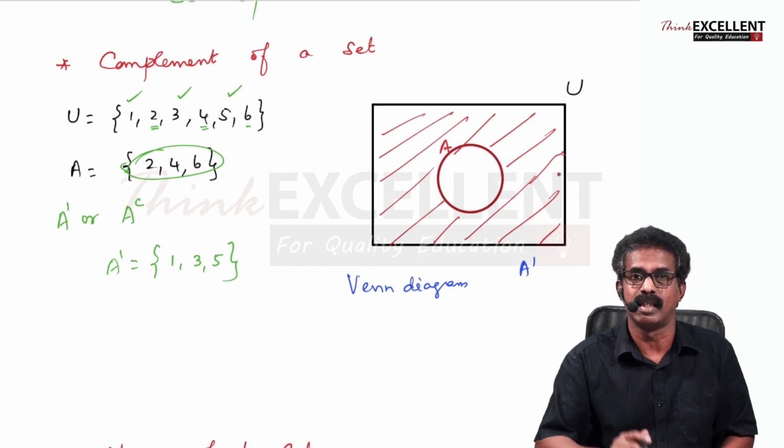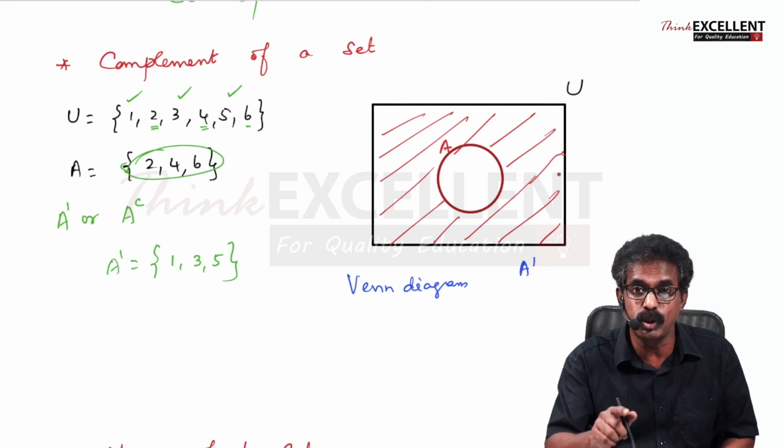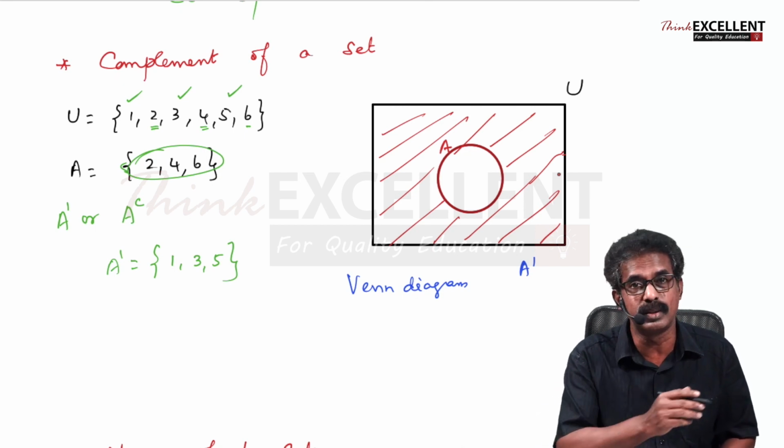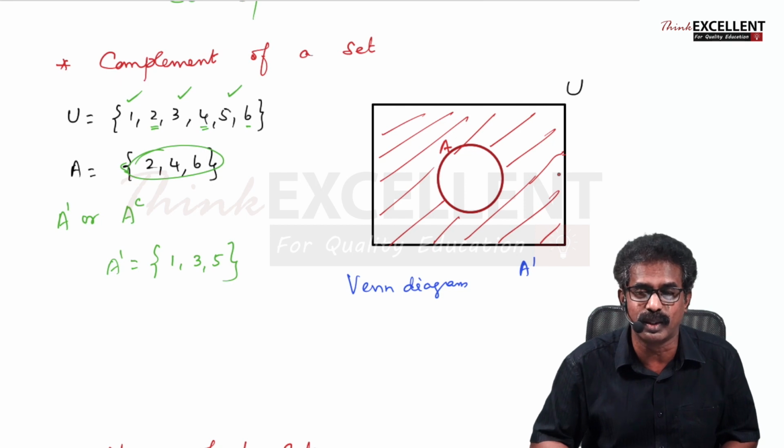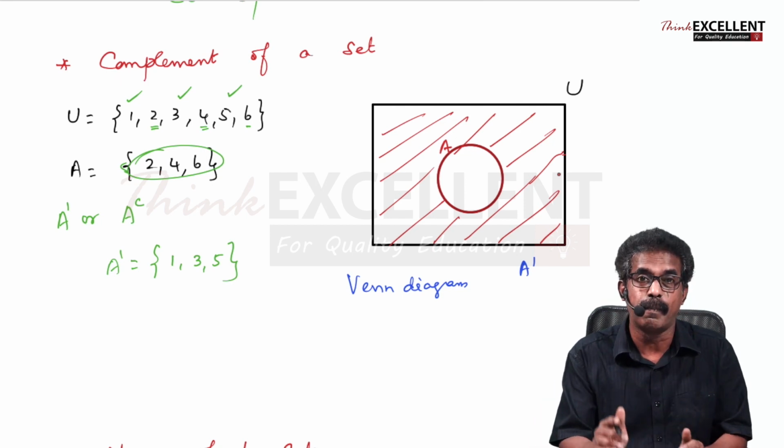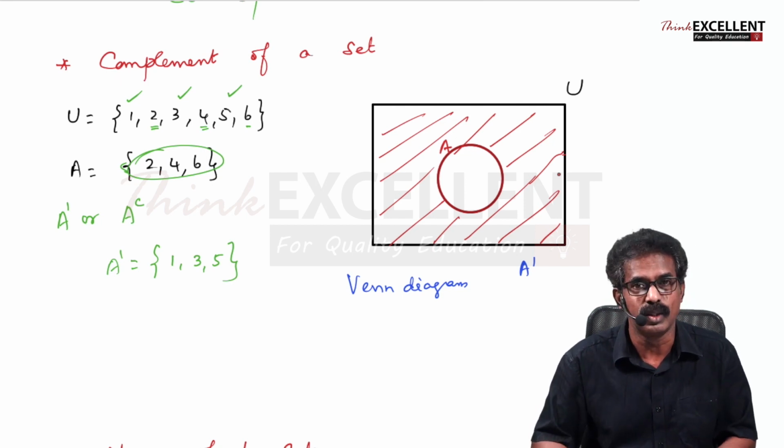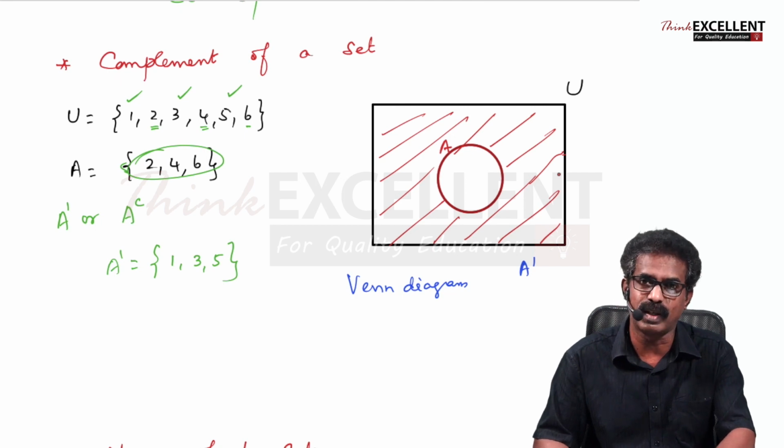What is A dash? Elements not in A, but they should be in the universal set. Don't simply write all the numbers you know. It is not in A, but it must be in what? The universal set. Shall we go for the next operation?